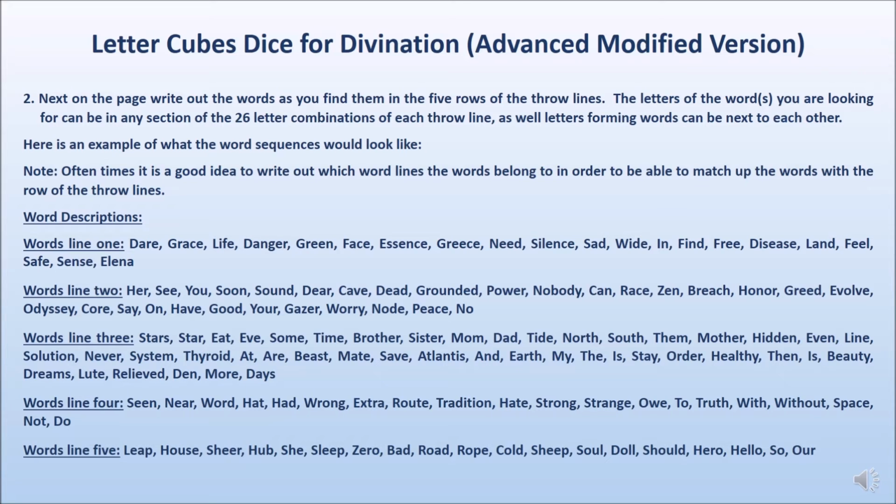Here is an example of what the word sequences would look like for the reading that was done. Note, oftentimes it is a good idea to write out which word lines the words belong to in order to be able to match up the words with the row of the throw lines. So here are the word descriptions of the reading example.